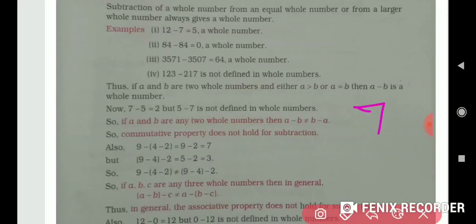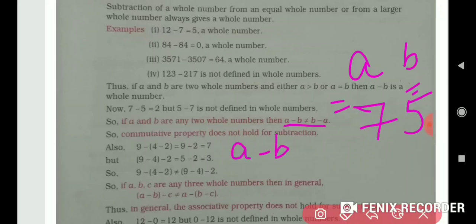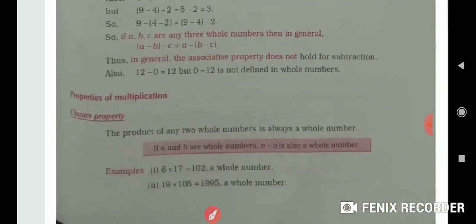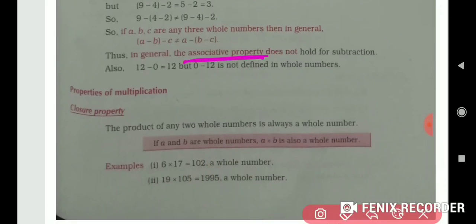For example, 7 and 5. Okay, here the variable A equals 7 and the variable B equals 5. Now what you have to prove? A minus B. So 7 minus 5, what you will get? 2. Now the next is what? B minus A. So 5 minus 7, what you will get? Minus 2. Just see, LHS is 2 and the RHS is minus 2. So the property is not applicable. Similarly, in the associative property also, in subtraction, both commutative as well as associative property is not applicable.